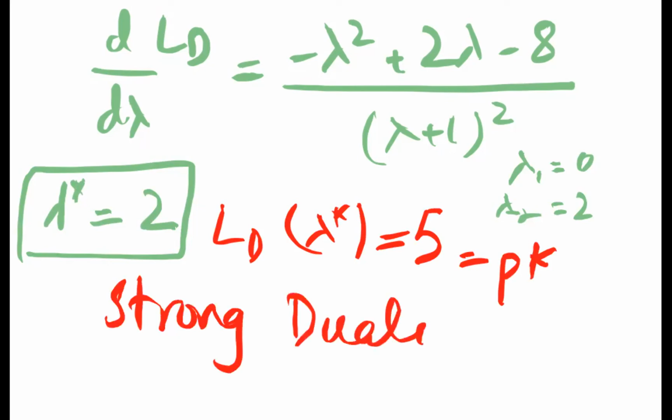This is not always the case, but in this case we can see that strong duality holds. The dual solution and the primal solution coincide. Basically, under certain conditions, which occur in the case of SVMs always, the minimum of the primal problem also coincides with the maximum of the dual problem. In that case, we say that strong duality holds.